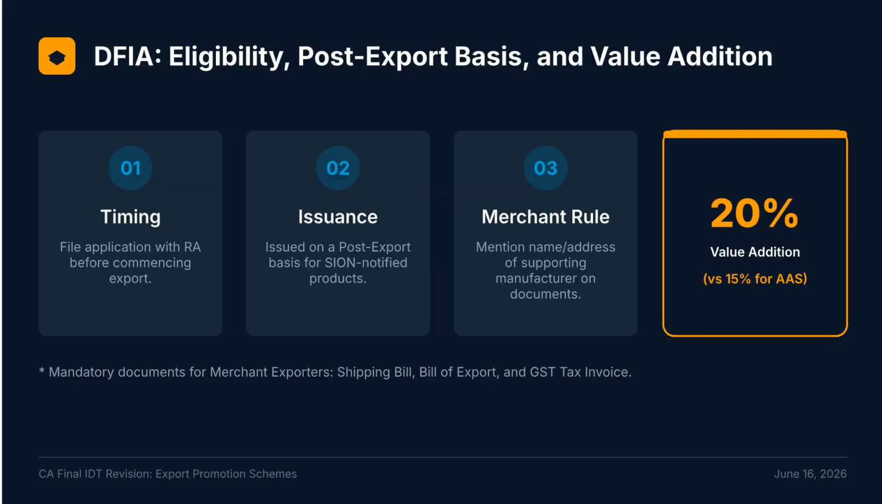Second, it allows duty-free import of inputs, oil, and catalysts used in the production process. Third, certain restrictions apply. Import of tires is completely prohibited under DFIA. Additionally, DFIA cannot be issued where a pre-import condition exists, or where the relevant SION prescribes an actual user condition. These differences form the foundation for most AAS versus DFIA comparison questions.